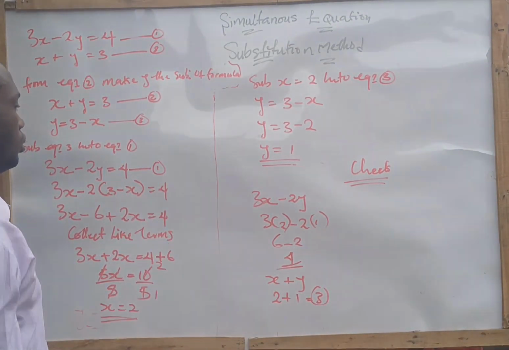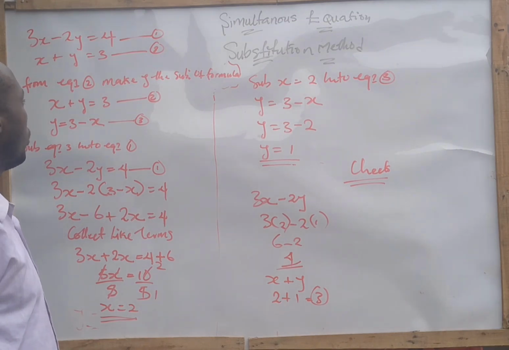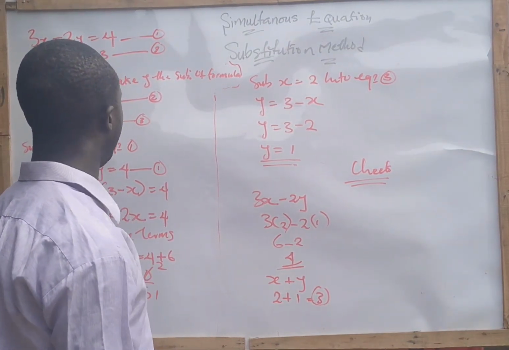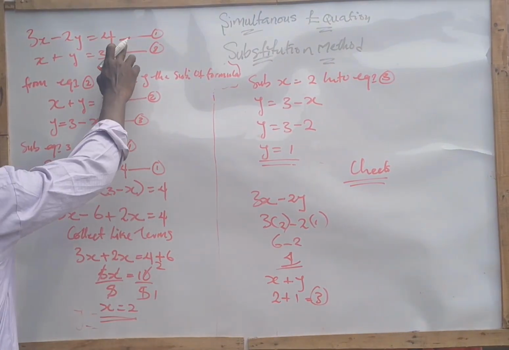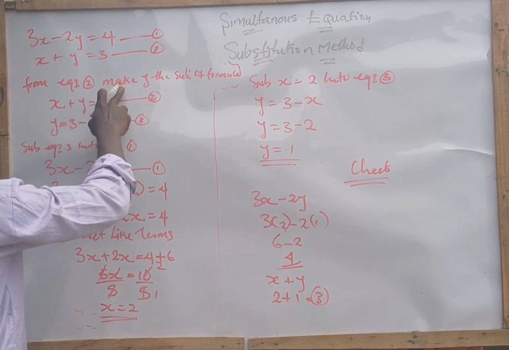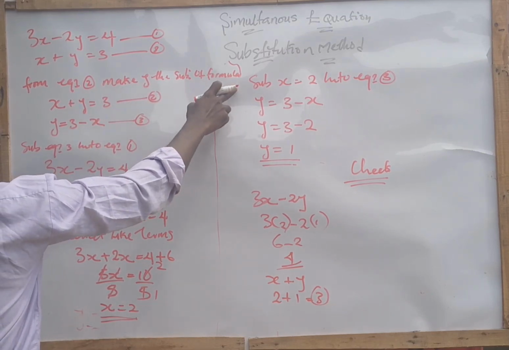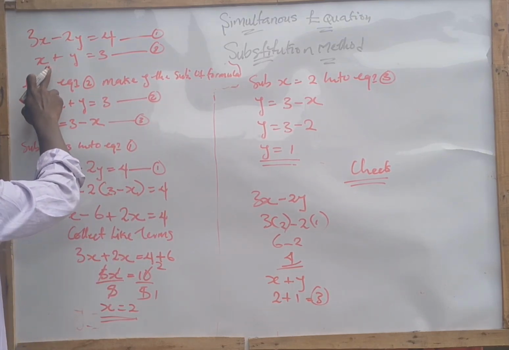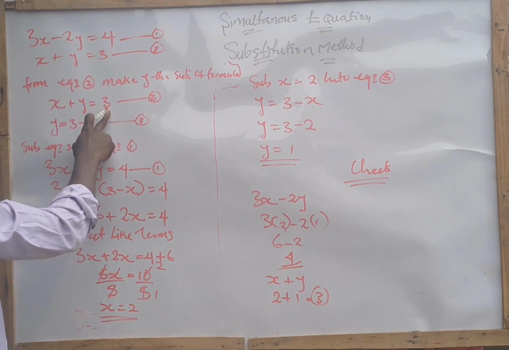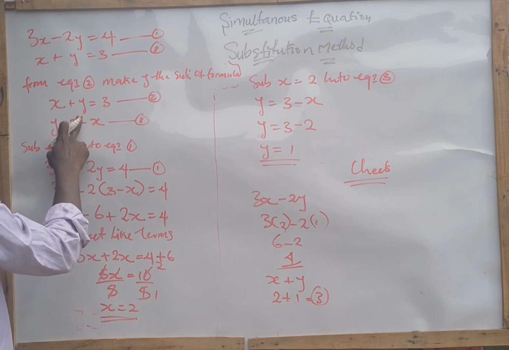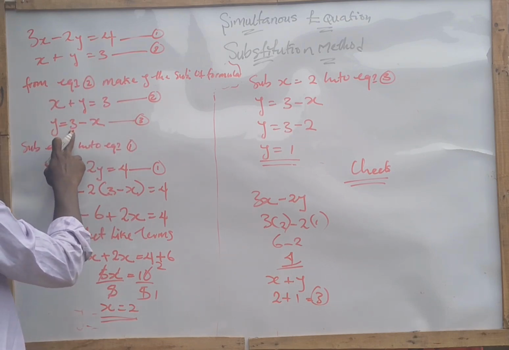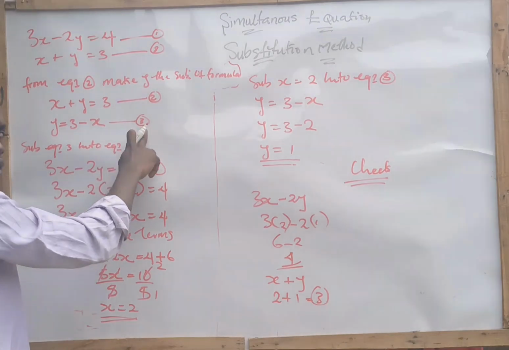So this is how the substitution method works. What we do from the beginning is that we name our equation 1 and equation 2. From equation 2, we make y the subject of the formula. Equation 2 is x plus y equal to 3. So making y the subject of the formula, we transfer x to this side. We now have y equals 3 minus x, our equation 3.